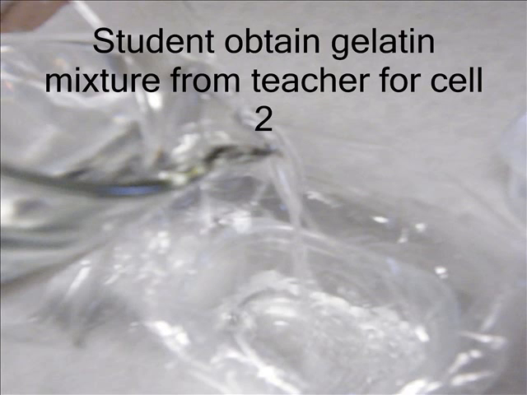In this next picture, you will obtain gelatin mixture for your cell 2, which is your open sack without the plastic container. You will also raise your hand for this process, and the teacher will come around and pour the gelatin mixture into this plastic sack.